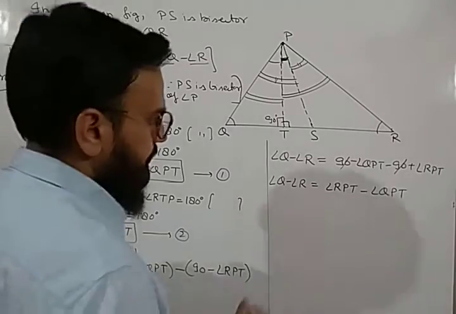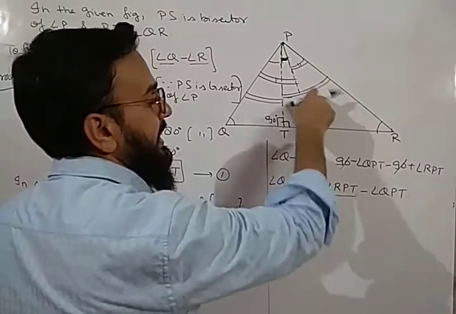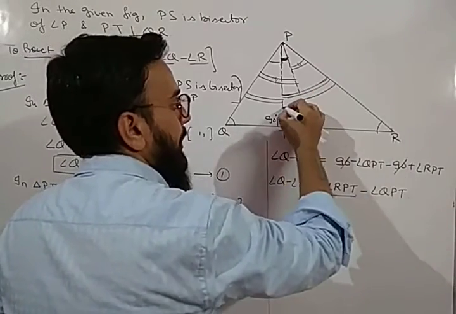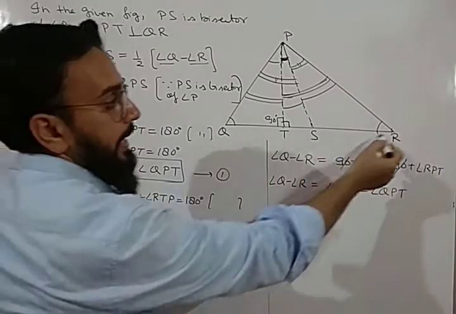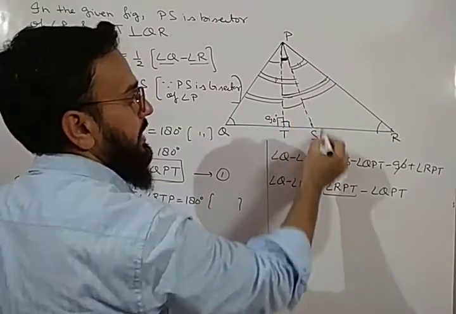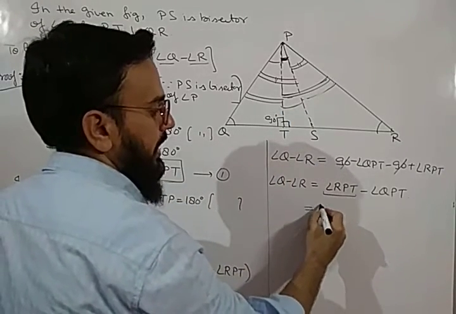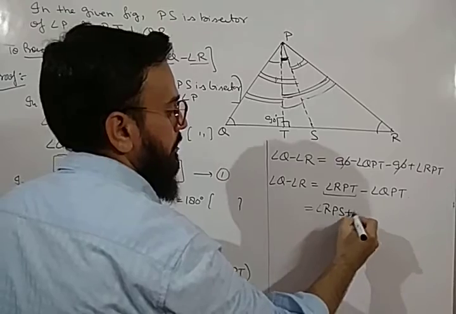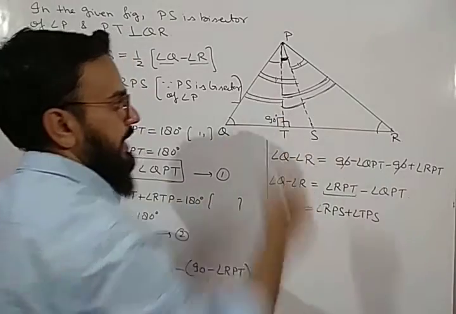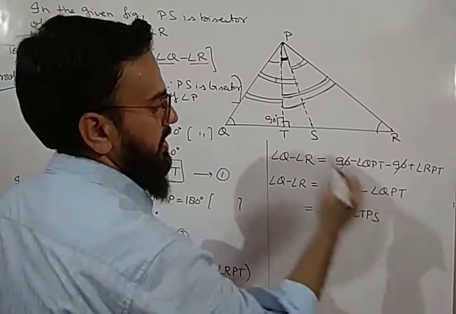Now looking at this RPT, this complete angle. RPT can be written as RPS, this angle plus this angle. Look at the figure very carefully. Angle RPT can be written as angle RPS, this angle, plus angle SPT, this angle. So at the place of RPT, we can write angle RPS plus angle TPS. By adding these two angles, we will get angle RPT.